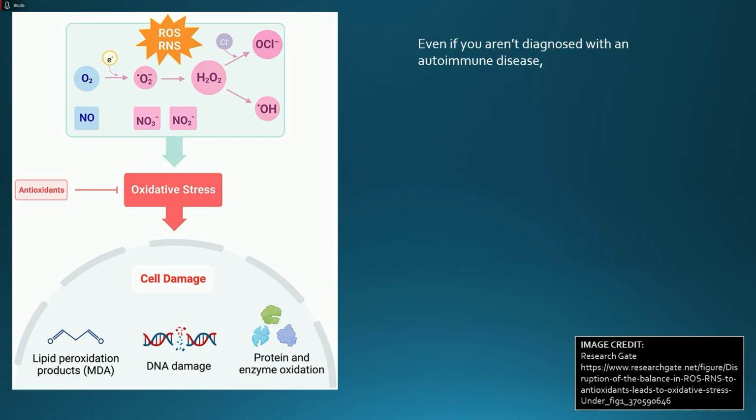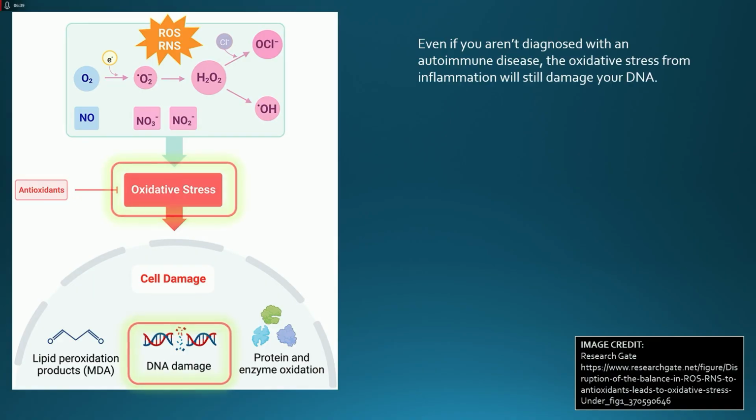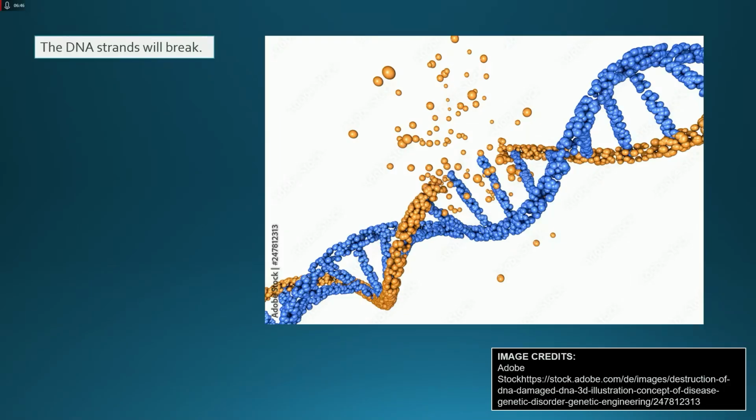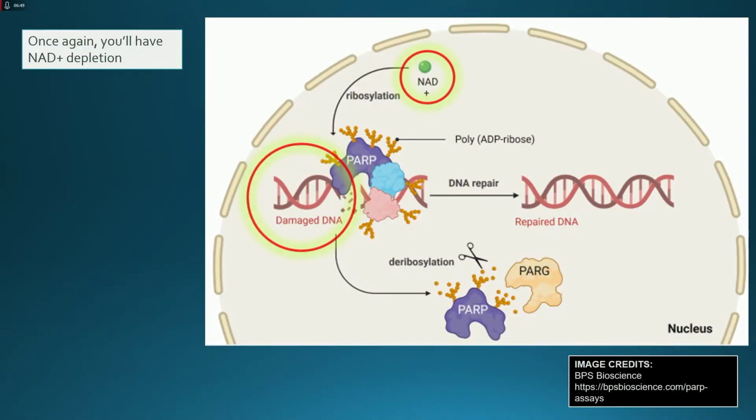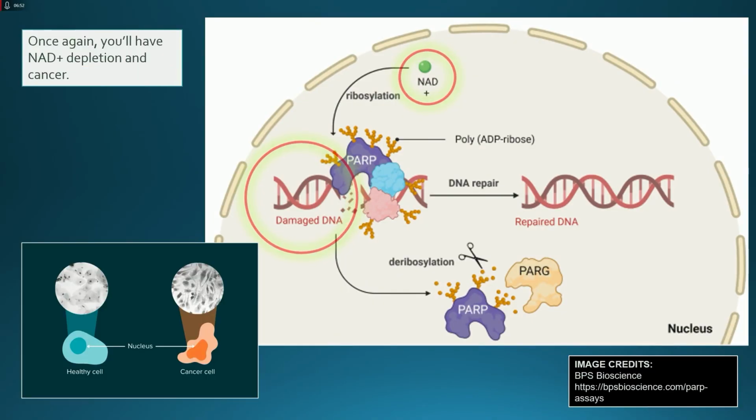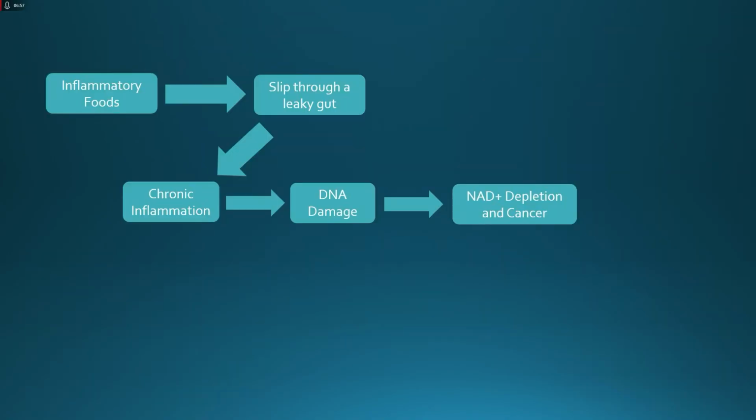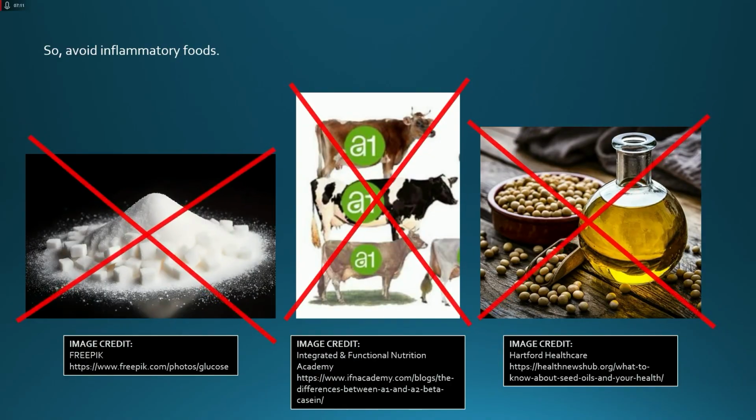Even if you aren't diagnosed with an autoimmune disease, the oxidative stress from inflammation will still damage your DNA. The DNA strands will break. Once again, you'll have NAD plus depletion and cancer. So, inflammatory foods slip through a leaky gut, causing chronic inflammation, which damages DNA and causes NAD plus depletion and cancer. So, avoid inflammatory foods.